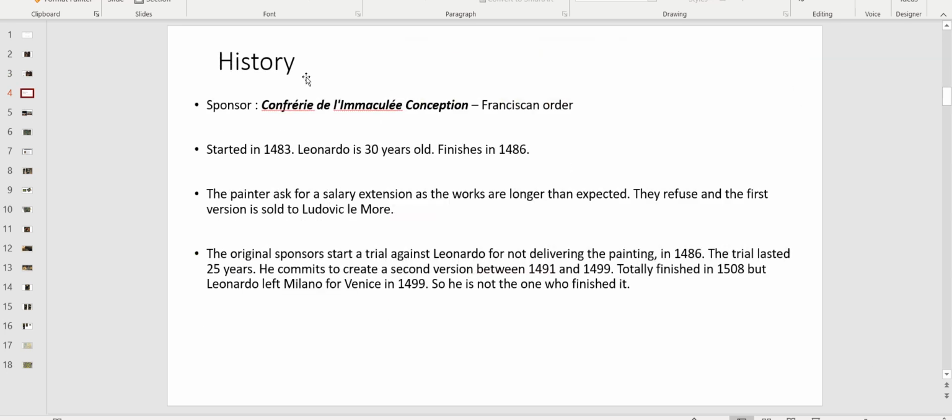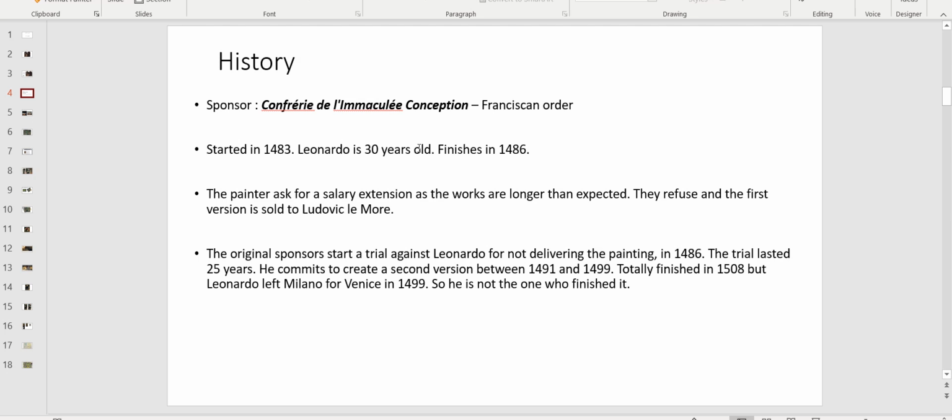So the Confrérie de l'Immaculée Conception, which is a Franciscan order, this one in Italy, ordered that painting with a contract saying the Virgin Mary must be shown with Jesus, and that's how they used to do religious painting contracts at the time. And Leonardo started to paint this in 1483, when he was 30 years old, and he finished the painting 3 years later.